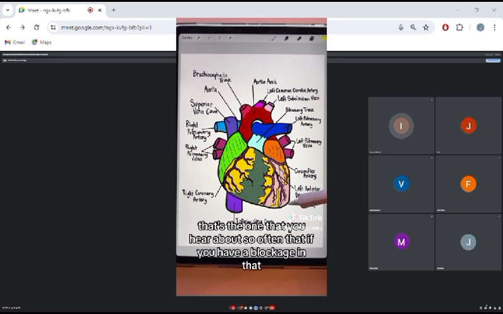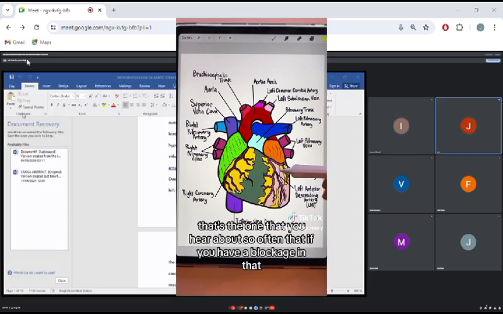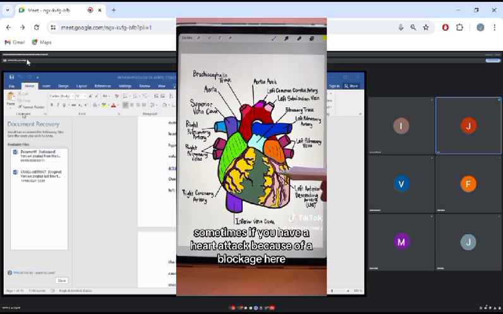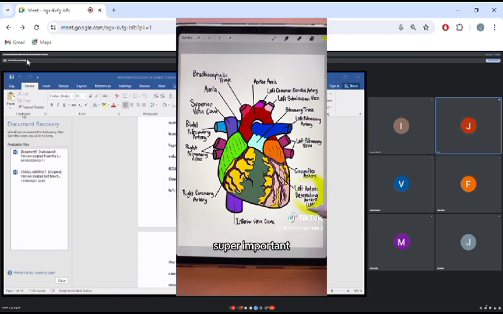This is the widow maker. That is the one that you hear about often, that if you have a blockage, sometimes if you have a heart attack because of a blockage here, there is really not much they can do about it. So that one is super important. You'll probably have that on your test, but this is the left anterior descending artery, or LAD.